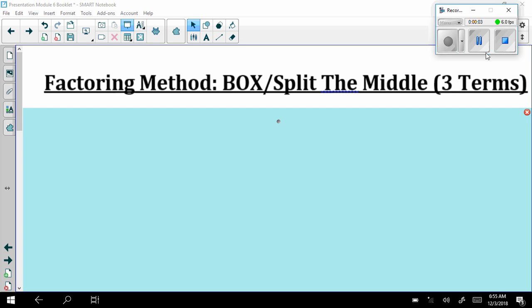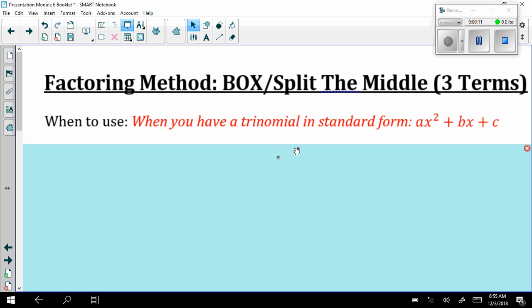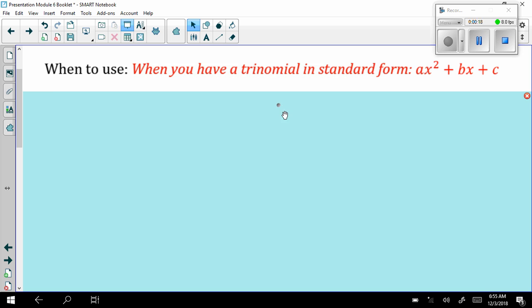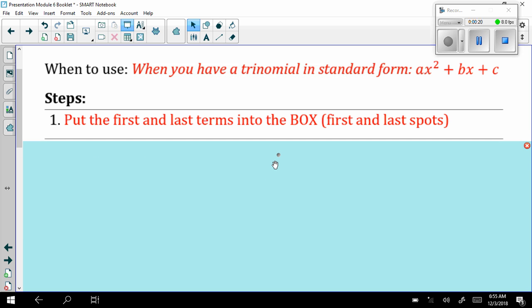In this video, we're going to talk about our factoring method called box or split the middle. We're going to use this anytime we have three terms, specifically of the form ax squared plus bx plus c. Our first thing will be to put the first and last terms in the box in the first and last spots. That's going to be the same as with grouping. Highest degree goes in the first box, constant goes in the last box.